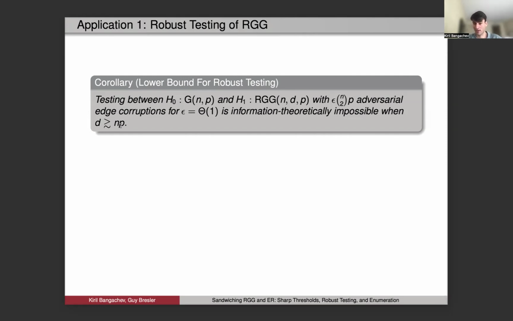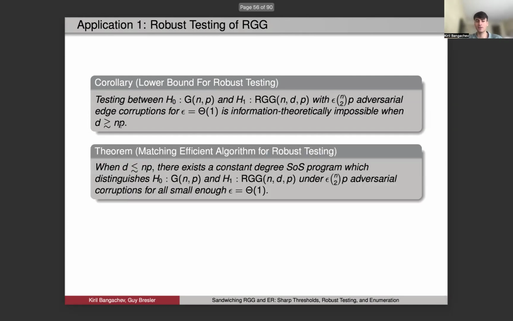is information theoretically impossible. Turns out that this is tight, and in fact, we exhibit an efficient constant degree sum of squares program, which distinguishes the two graph distributions when the dimension is less than n times p, and there are at most epsilon times n choose 2 times p corruptions for any sufficiently small constant epsilon.